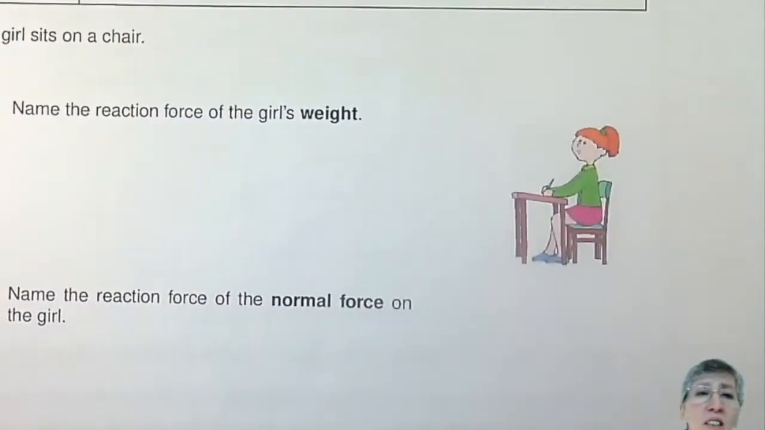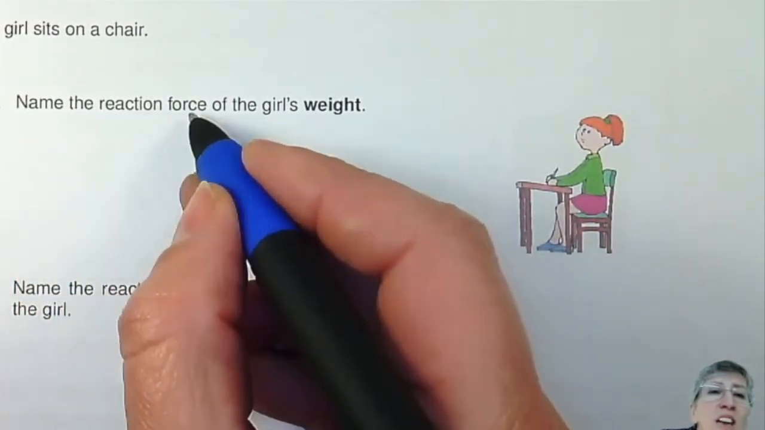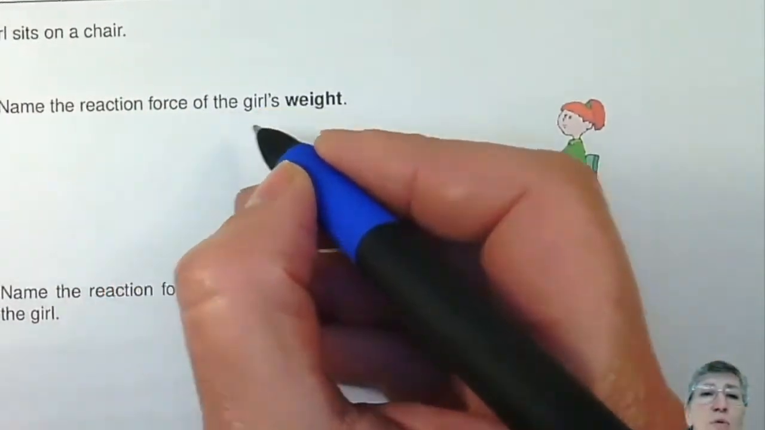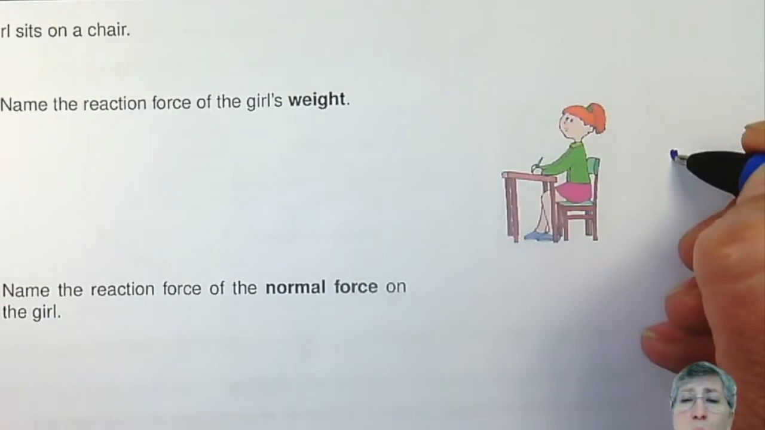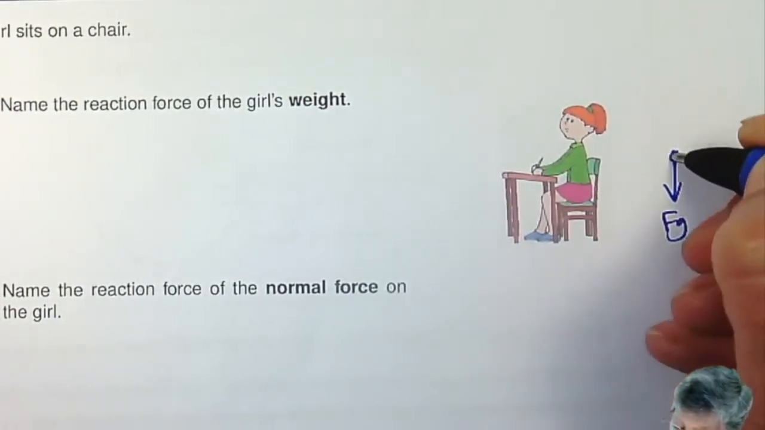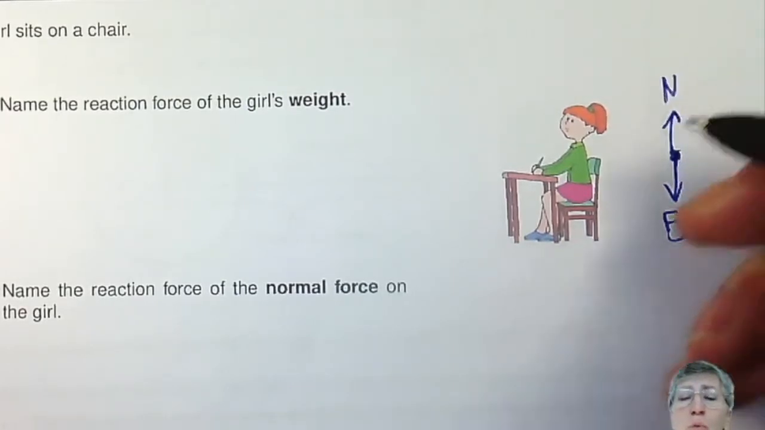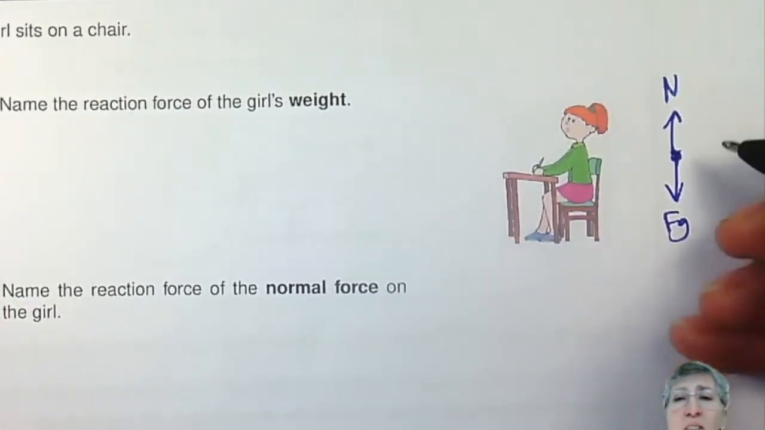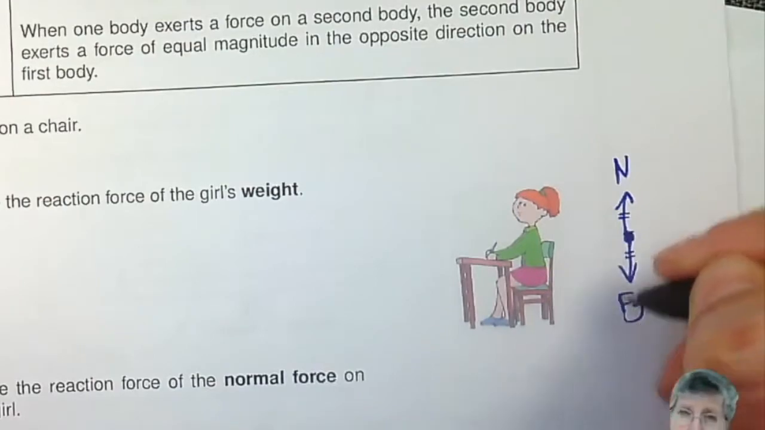We've got this girl sitting on a chair, and now I ask you to name the reaction force, right? Action, reaction force of the girl's weight. Now, if you think about the forces working on this girl, you've got gravity pulling her down, so there's a gravitational force, and then obviously there's the normal force of that seat pushing her up so that she doesn't sink in, right? So you've got those two, and they are equal because I know she's not going up or down, right?